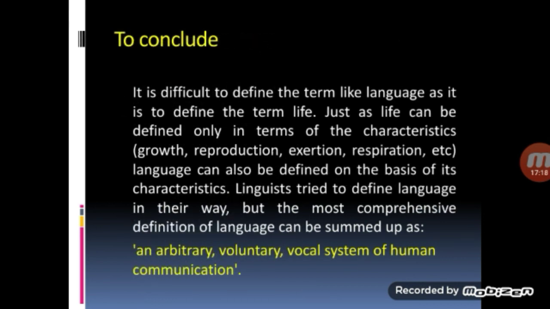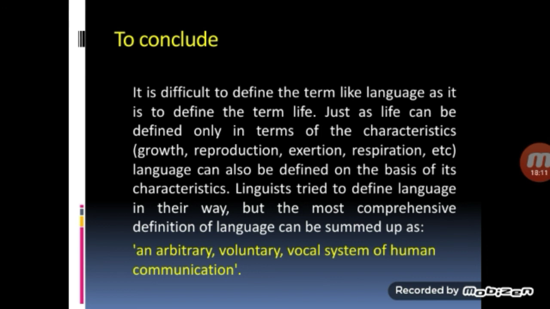Before we wrap up the session today, let me conclude what I have been talking about regarding language. It is difficult to define a term like language, as it is difficult to define the term life. It's a very complex matter. Life cannot be easily defined, and so is language. Just as life can be defined only in terms of its characteristics, growth, reproduction, respiration, circulation, etc., language can also be defined on the basis of its characteristics, as already mentioned here.